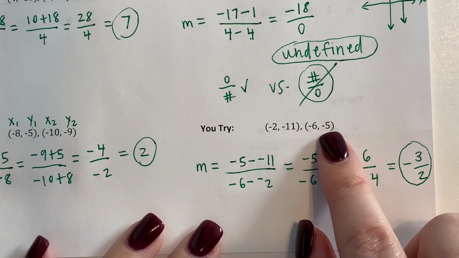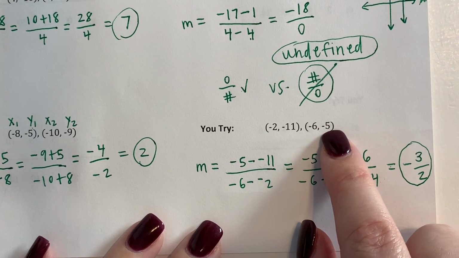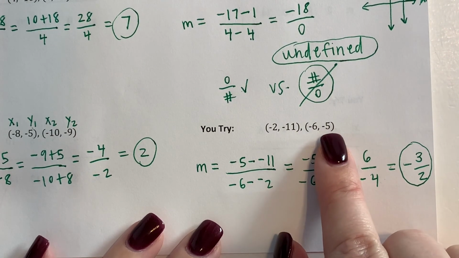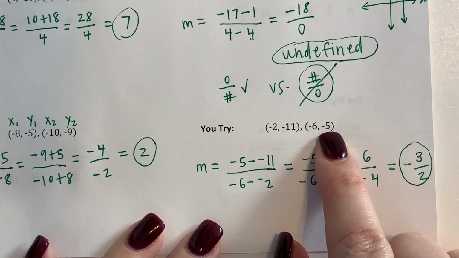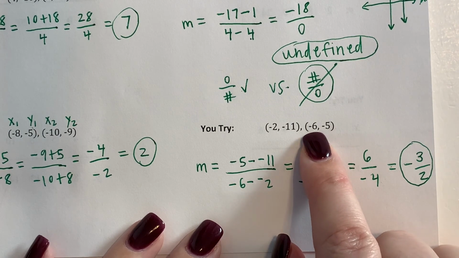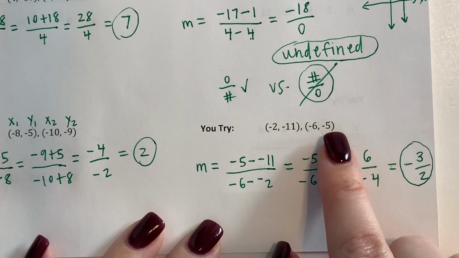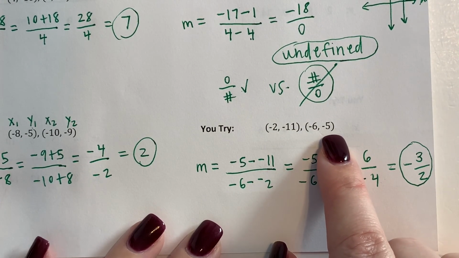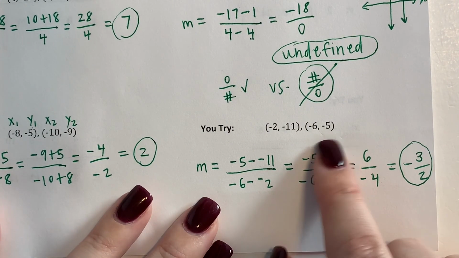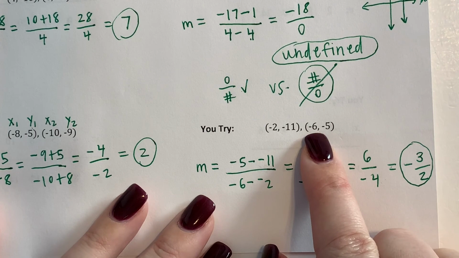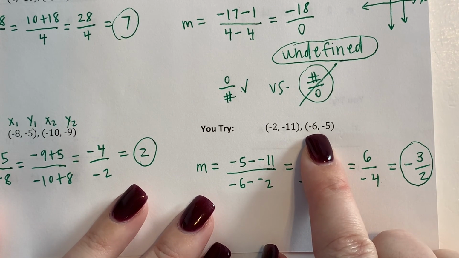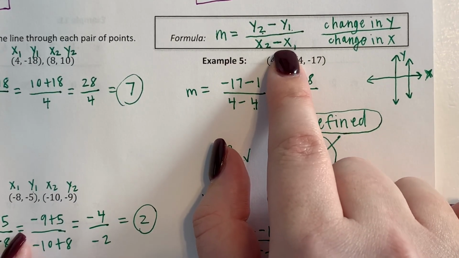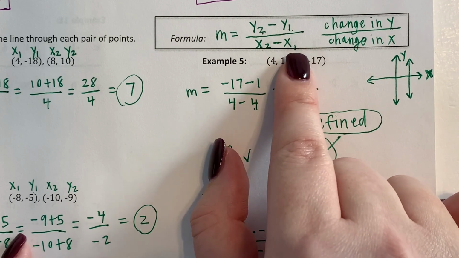Meaning if when I'm finding my change in y, I do -5 minus -11, then I need to start with the second ordered pair to find my change in x's as well. So I would need to go -6 minus -2. I can't do for my y's the second ordered pair minus the first ordered pair, but then for my x's decide I want to change the order and do the first ordered pair minus the second ordered pair. You can't do that. So my recommendation is label your ordered pairs and follow this formula exactly so you can be sure that you are plugging it into your formula correctly.